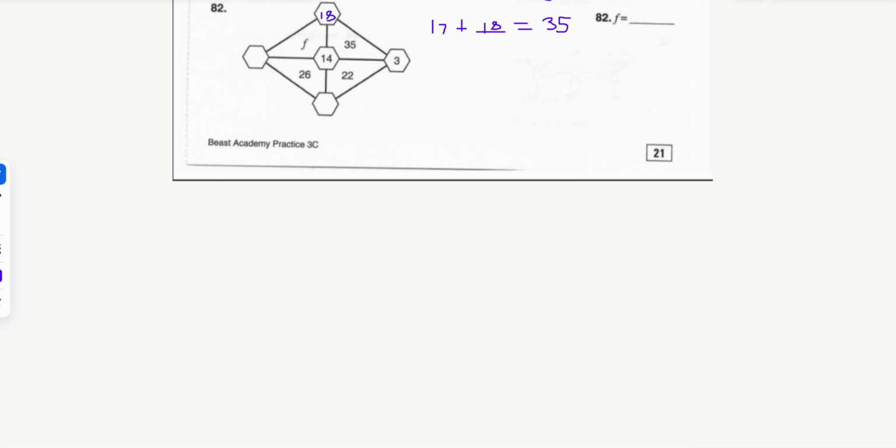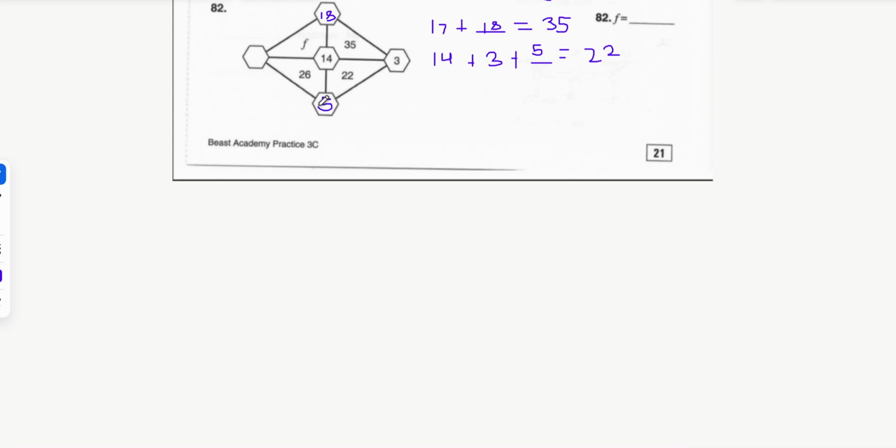Next, we have to use the region with the sum of 22 to write an equation. 14 plus 3 plus blank equals 22. So 14 plus 3 is 17. 22 minus 17 is 5. So we place a 5 in this bottom hexagon.